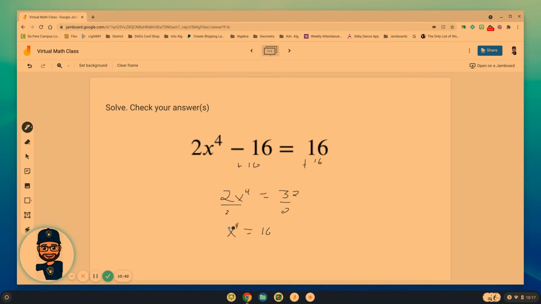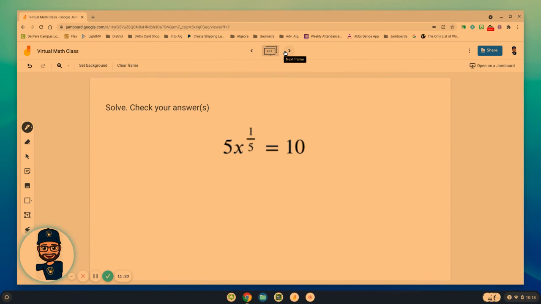So to undo that, we raise both sides to the power of 1/4. So x will equal 16 to the 1/4, which is like looking for the fourth root of 16. 2, 4, 8, 16, so it would be 2. But because it's an even root and it's a positive number, we could have both positive or negative 2 as an answer. Okay, the even root.